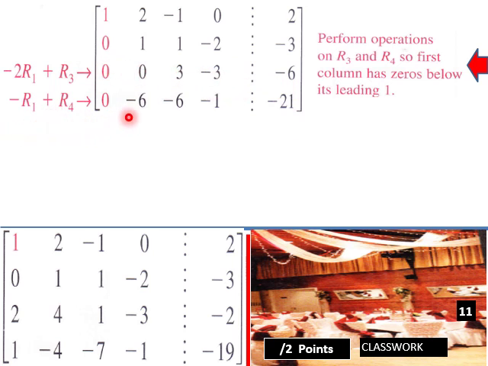And then our row 4 would be negative row 1 plus row 4. So now we're just going to take the negative of this and add it down here to row 4. So negative 1 and 1 would be 0, negative 2 and negative 4 would be negative 6. Positive 1 and negative 7 would be negative 6. And then 0 and negative 1. And then negative 2 times 2 would be negative 4 and negative 19.